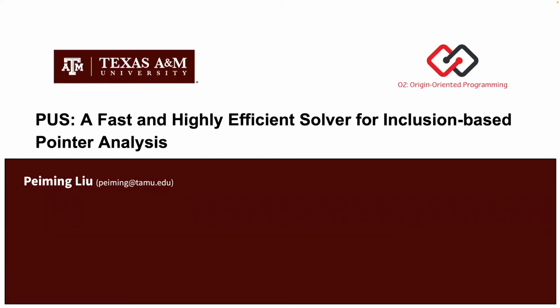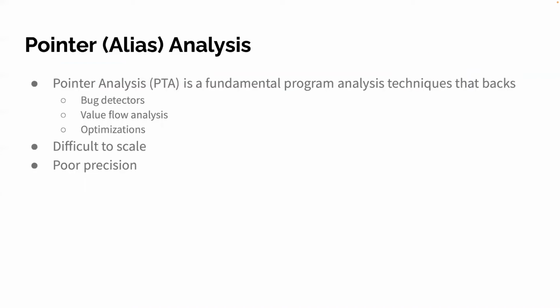Today, I will introduce my work on PUS, partial update solver, which is a faster solving algorithm for inclusion-based point-to analysis. For those who might not be very familiar with point-to analysis, pointer or alias analysis is a fundamental technique used in an enormous amount of static analyzers, such as value flow analysis and deep bug detectors. It is also the prerequisite of many compiler optimizations.